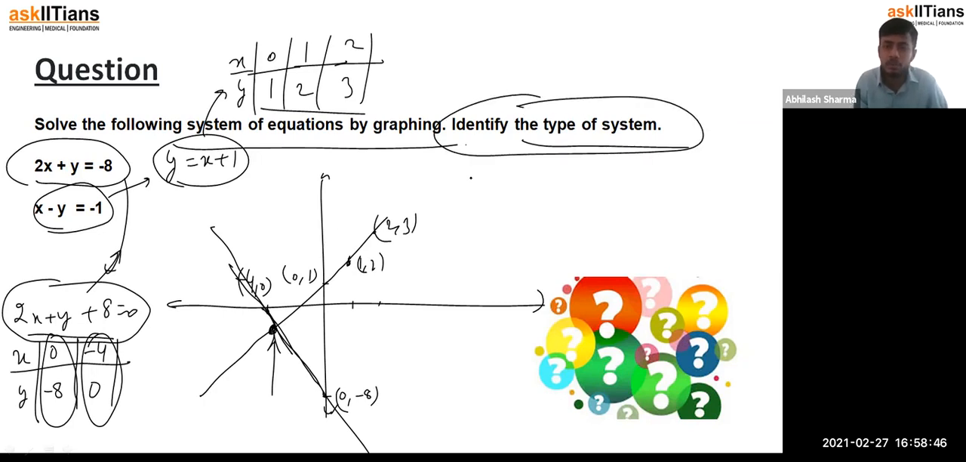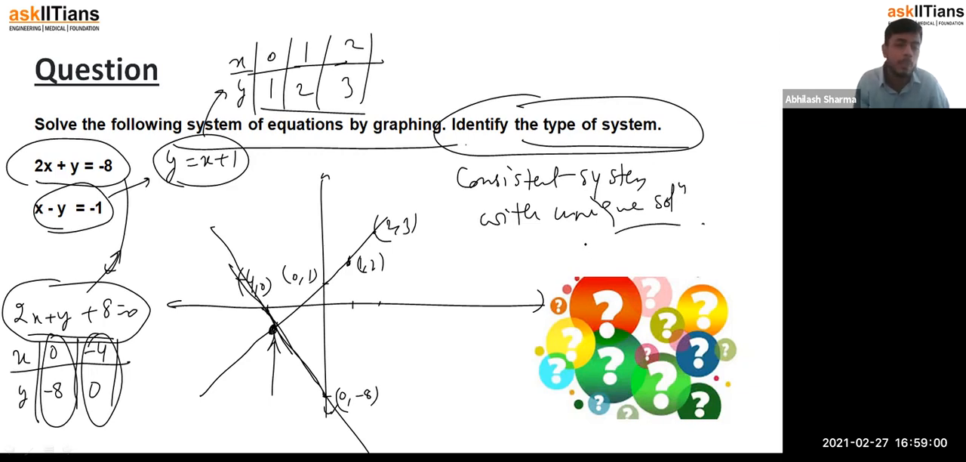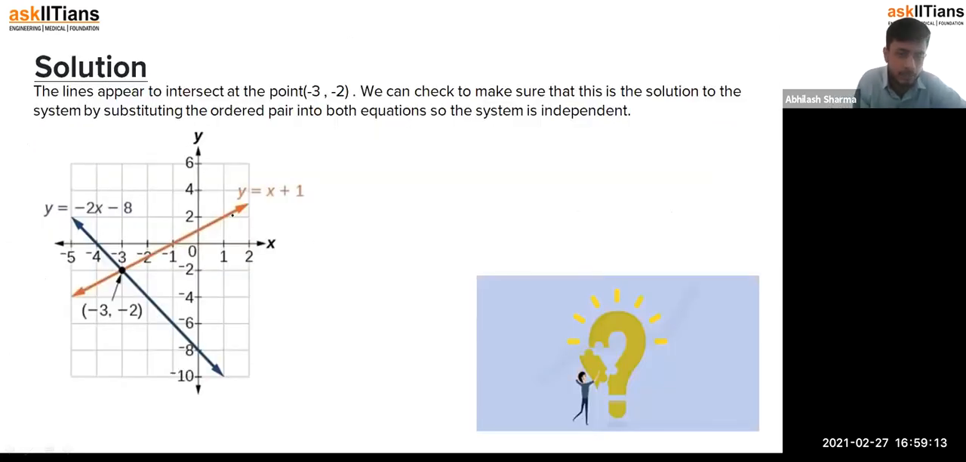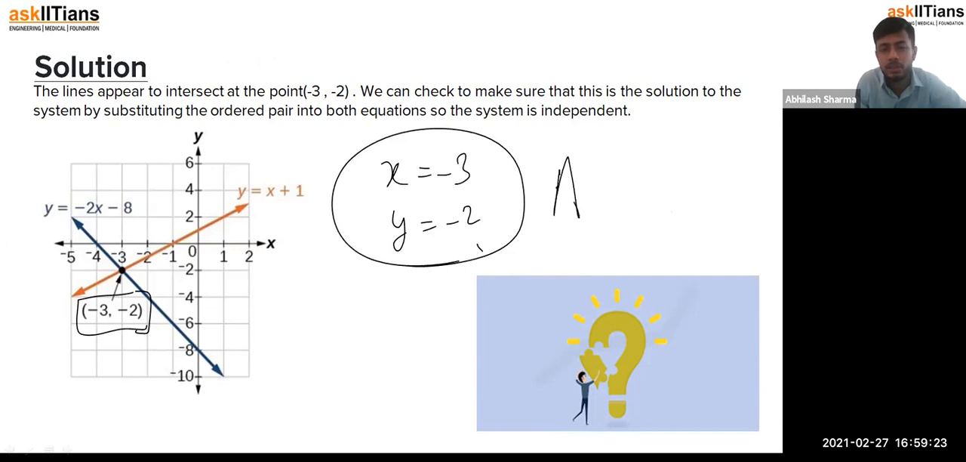So identify the type of system. It is consistent system with unique solution. Why? Because these are intersecting lines, right? So unique solution. Okay, and whatever coordinates you find of this point on the graph paper will be the solution. So in our solution also, we can easily observe that when we draw these graphs properly, this point comes out to be -3 comma -2. So that's our solution. X is -3, y is -2. That's it. That will be the answer.